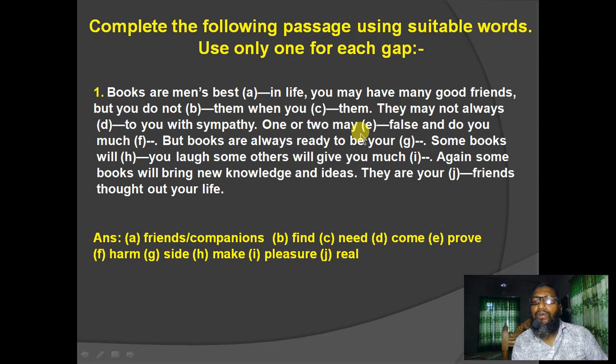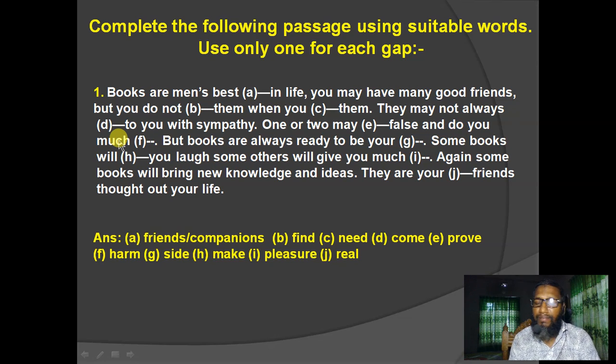One or two may dash. Here is also a modal. So after a modal you have to use a base form of the verb. One or two may dash false and do not march. One or two may prove. Prove is a verb. One or two may prove false and do not march dash.